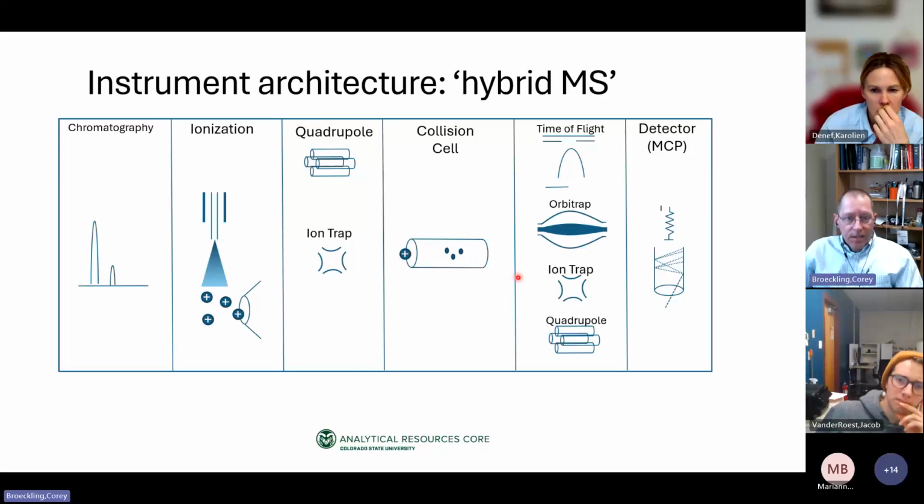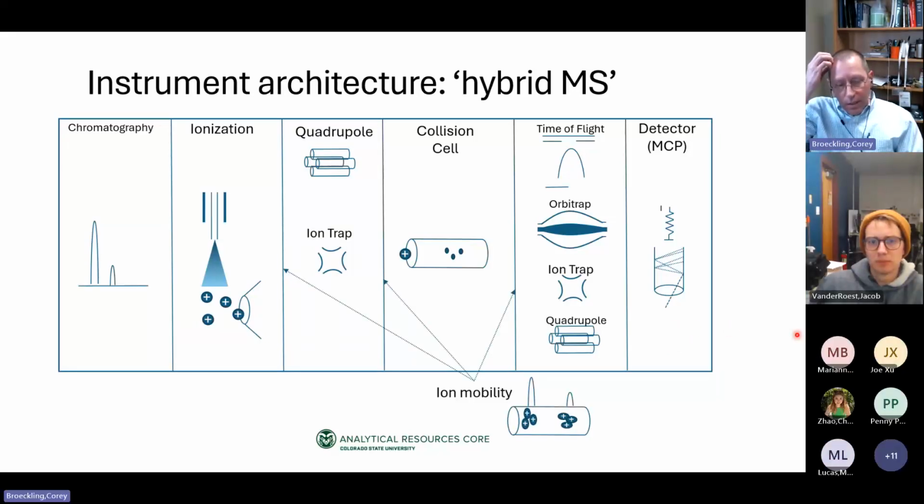Then we have a second mass analyzer. This can be a time of flight or an Orbitrap or an ion trap or a quadrupole. The second mass analyzer step is used to detect product ions. We have precursor ions and product ions. And depending on the application, one or more of these mass analyzers will be more useful than others. And then finally, we always have to detect those ions. So there's always going to be a detector at the end.